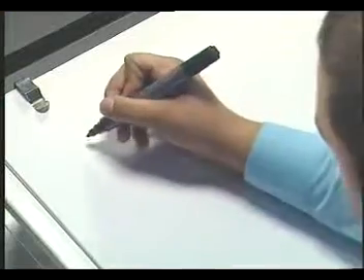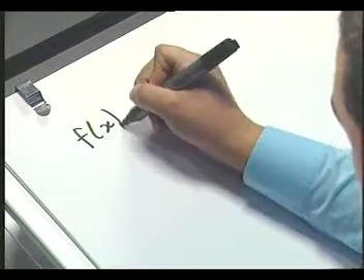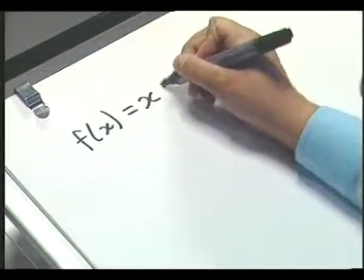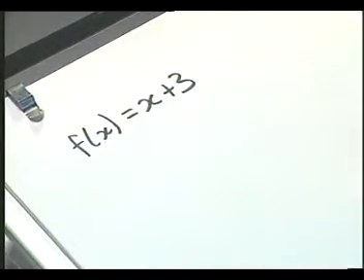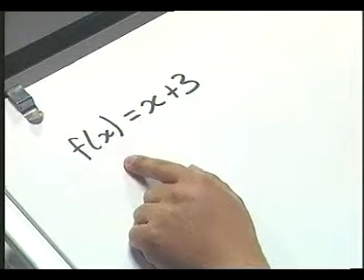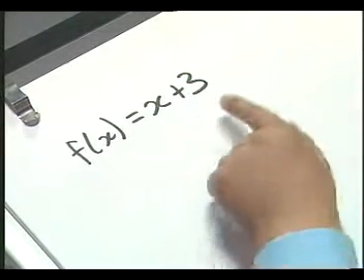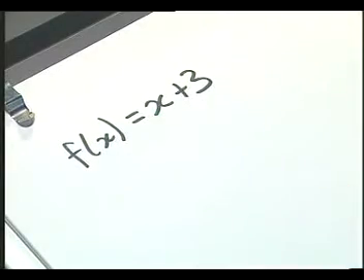Start off with the number 8, and I apply my function, and I finish up with the number 11. And if I start off with the number x, and I apply my function, I finish up with the number x plus 3. And we can show this mathematically by writing f of x equals x plus 3, where x is our input, which we often call the argument of the function, and x plus 3 is our output.